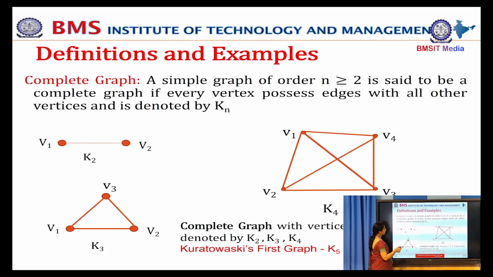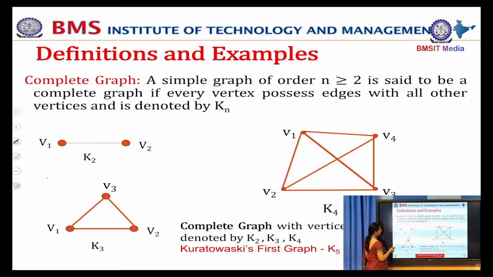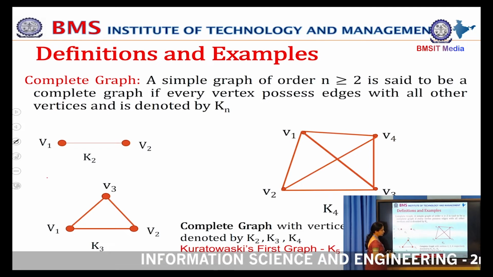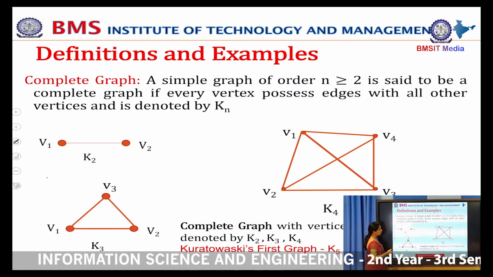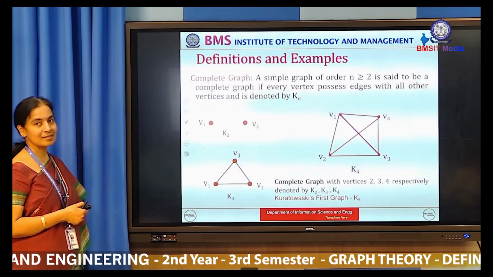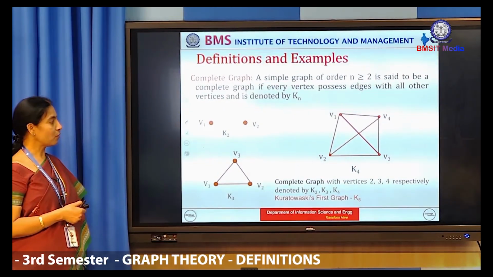Here, if we have a single vertex, we do not have an edge. So, we do not consider K1 as a complete graph. That is why in the definition we say that a simple graph of order n greater than or equal to 2 is said to be a complete graph. Similarly K4: here I have 4 vertices V1, V2, V3 and V4, and all the vertices are interconnected. So, we call it a complete graph K4.